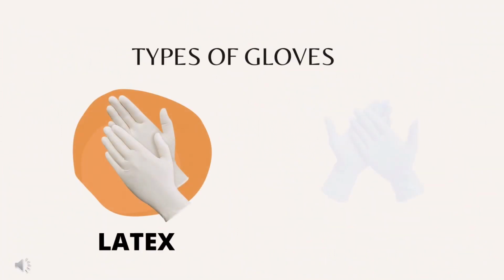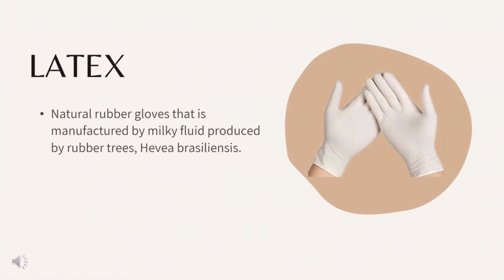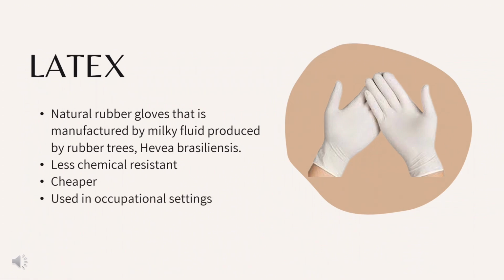There are two types of gloves, which are latex and nitrile. Latex gloves are made of natural rubber, which is manufactured from the milky fluid produced by rubber trees. It is less chemical resistant and is cheaper than nitrile. It is often used in occupational settings such as food handling and the medical industry. However, it can cause allergic reaction due to the powder coating in the gloves.